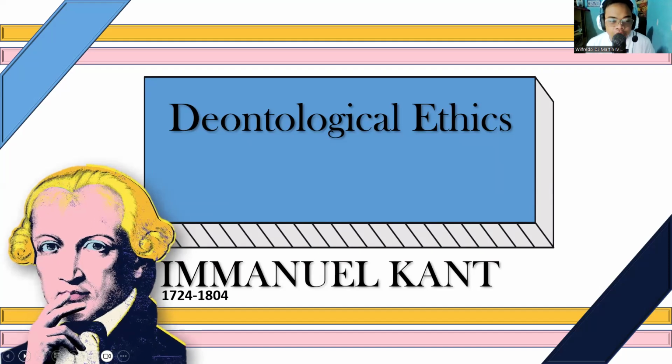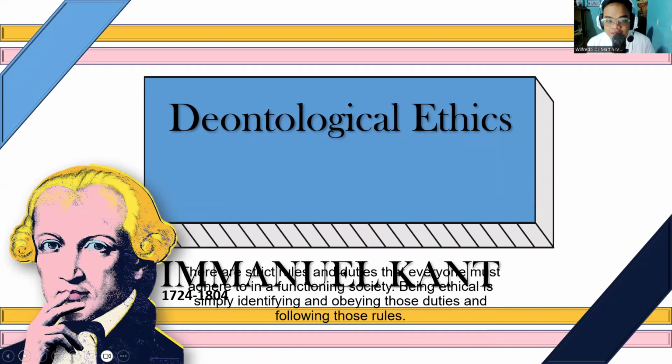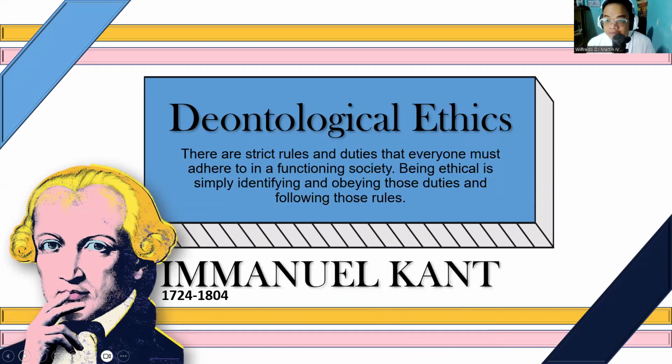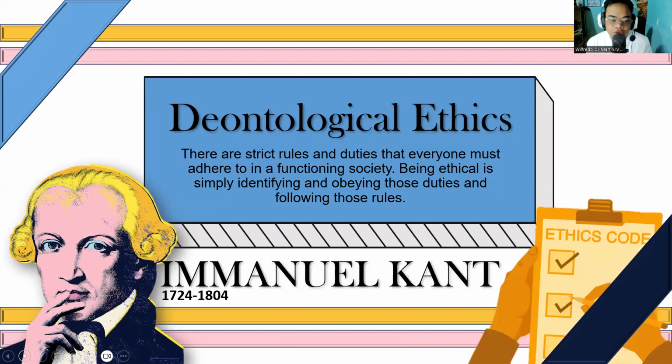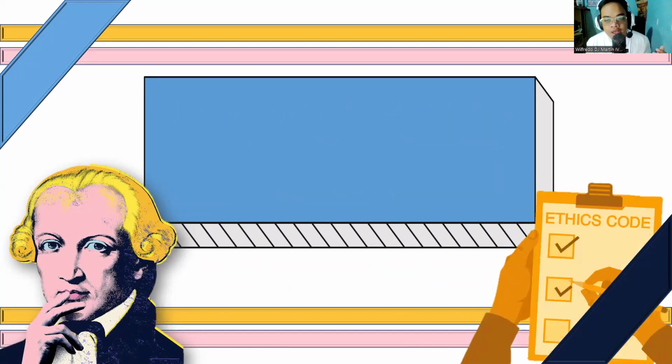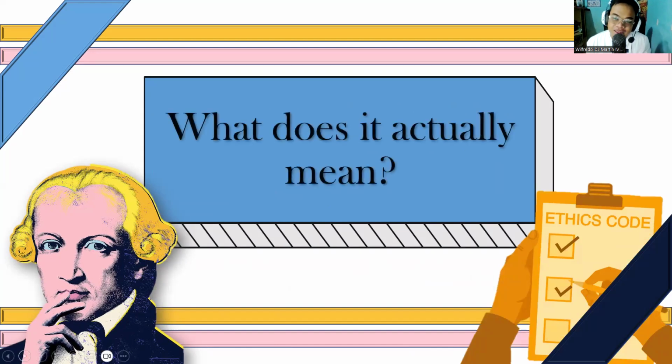Immanuel Kant was actually the first person that gave us a clear-cut definition of what deontological ethics is all about. According to him, there are strict rules and duties that everyone must adhere to in a functioning society, and being ethical is simply identifying and obeying those duties and following those rules. But what does it actually mean, right?